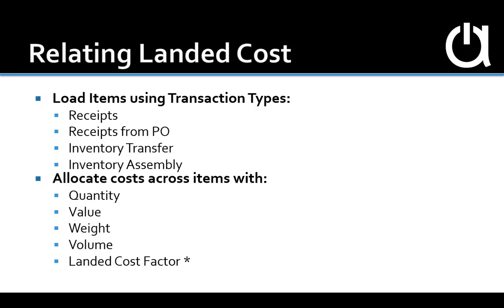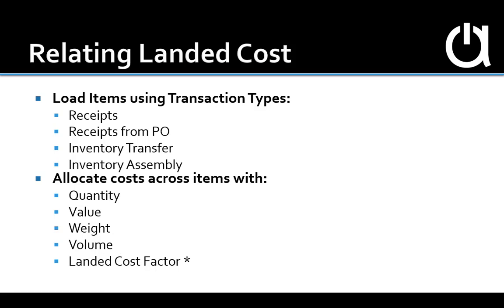So once the items are loaded, we need to allocate the cost across those items themselves. So if you only have one item listed on the landed cost after loading my sessions, Acctivate's going to allocate the full cost of that bill to that one item. But most of the time you're going to be allocating the cost across multiple lines. To allocate those costs, you can select one of the methods of allocation and have Acctivate do most of the work for you. So the methods of allocation are quantity, value, weight, and volume.